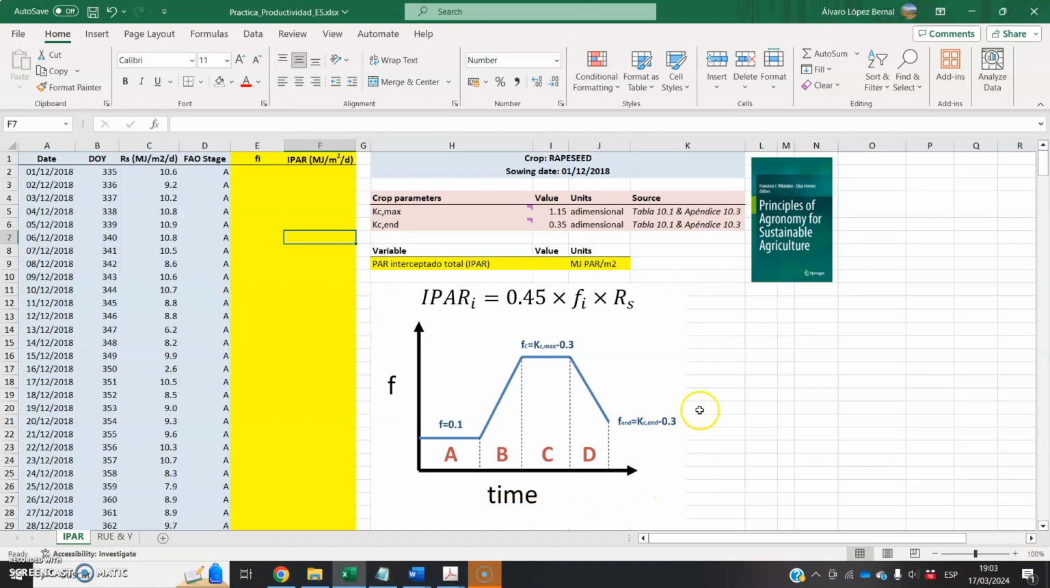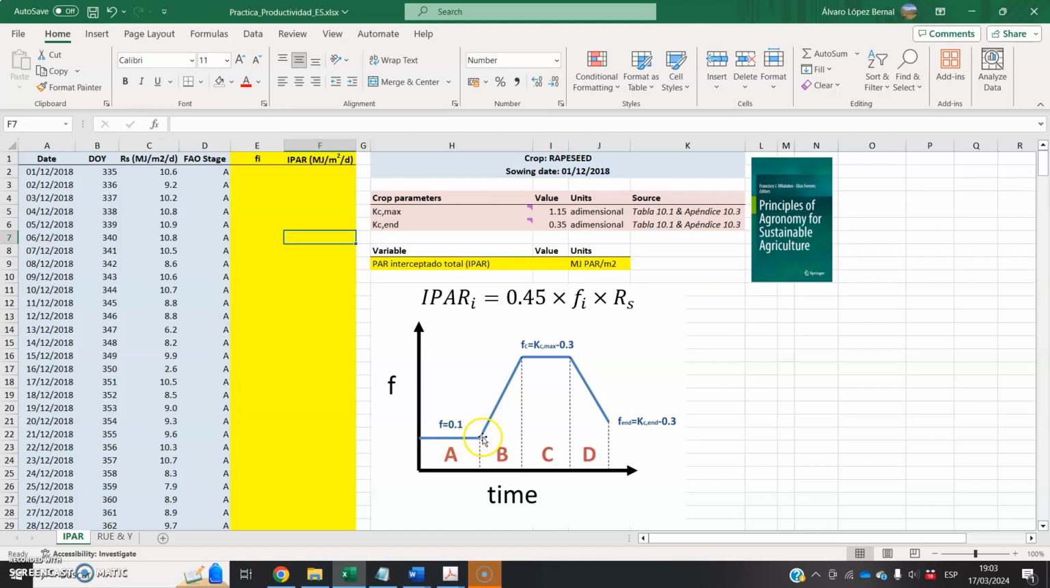To summarize what we are going to do to calculate the fraction of intercepted radiation, in this diagram we show the values that we are going to assume for this fraction over the crop cycle. And you can see that the time course of this variable follows a very similar pattern as the FAO crop coefficient method.